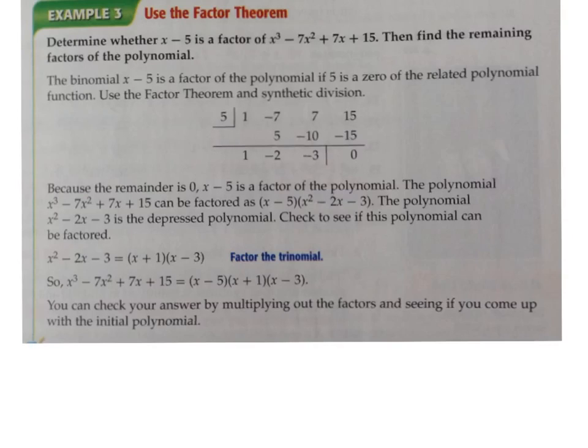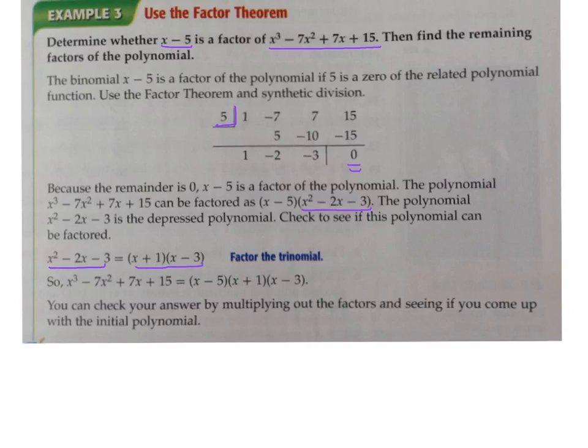Example 3, using the factor theorem, is really what you will be using this theorem for the most. It says determine whether x minus 5 is a factor of x to the 3rd minus 7x squared plus 7x plus 15. Then find the remaining factors of the polynomial. So, all right, we use synthetic division to determine if it's a factor. We get the remainder 0. Yes, it is a factor. And then what does that leave us with? It leaves us with x squared minus 2x minus 3, that itself can be factored very nicely.